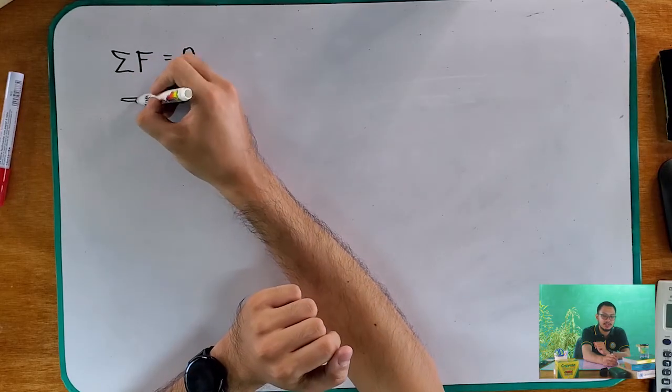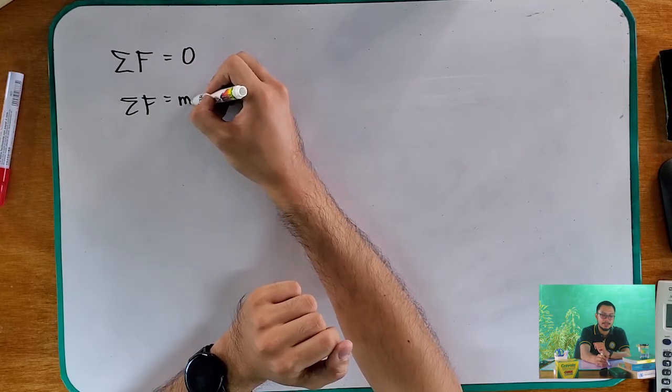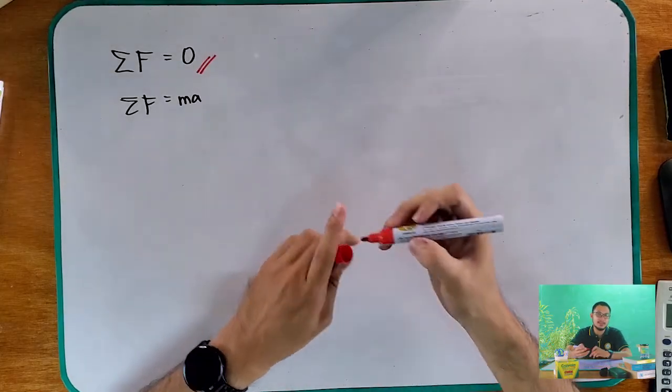Now, on the other hand, if it is not equal to 0, then our particle is accelerating. And that will apply to our second law, which is summation of force is equal to ma. But we are not going to deal with this one because this is already a part of your dynamics, in your next semester subject. So we are more focused on this equation, summation of forces is equal to 0.